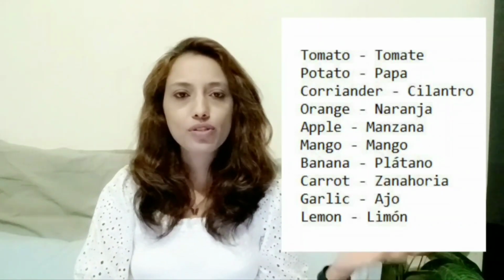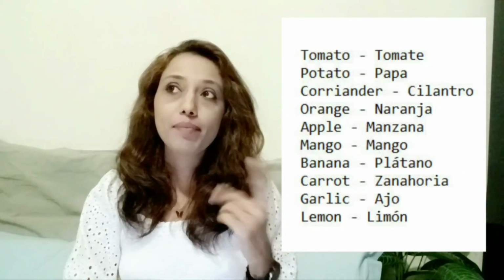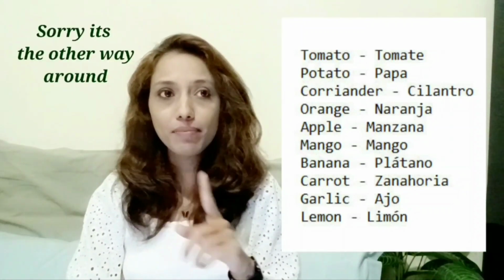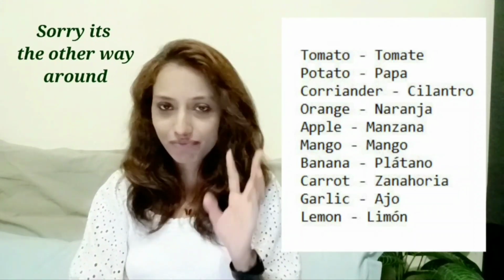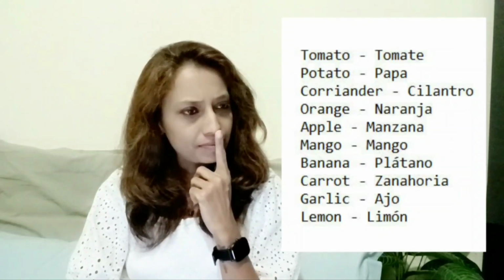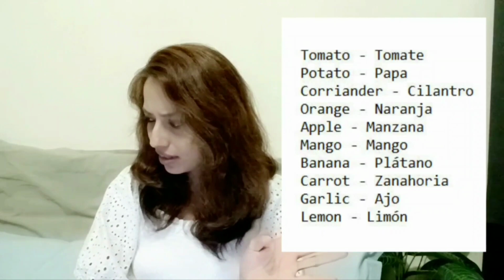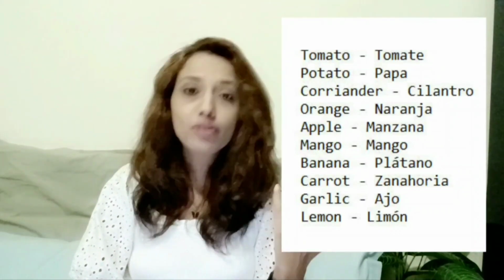Water was agua and milk was leche, and then of course tomato was tomate, and then potato was papa. It's not papa. If you say papa with the accent on the last syllable, then you're talking about dad. You say papa, then it's potato. And then coriander, cilantro, orange is naranja, apple is manzana, mango is mango, thankfully.